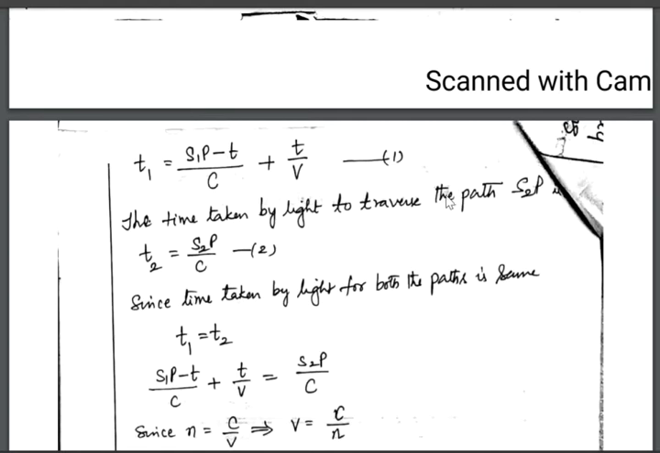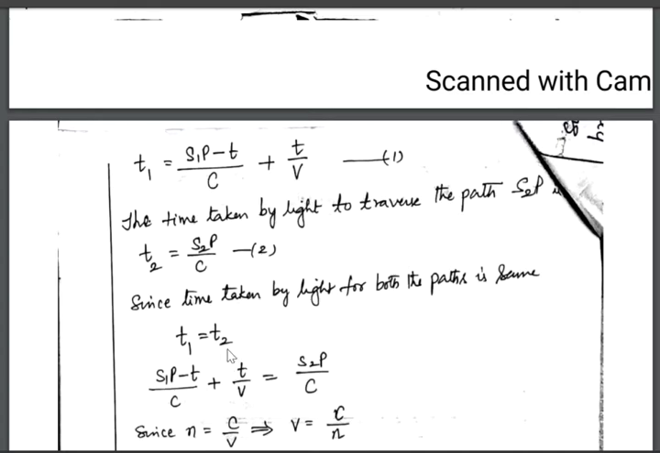Similarly, the time taken by the light to travel the path S2 to P, t2, is S2P divided by c. Since the time taken by the light for both the paths is the same, because before introducing the thin glass plate, S1O will be equal to S2O. It means both the light waves coming from S1 and S2 in reaching the midpoint O will take the same time. Now the introduction of the thin glass plate has shifted the fringe from O to point P. Therefore, the time taken to reach point P by the two light waves must be the same.